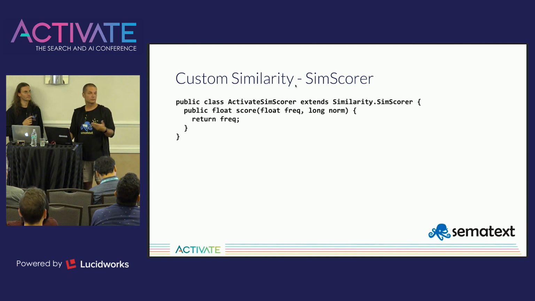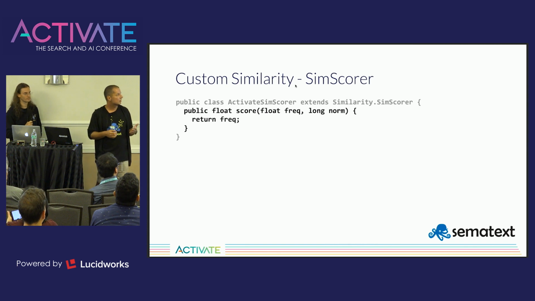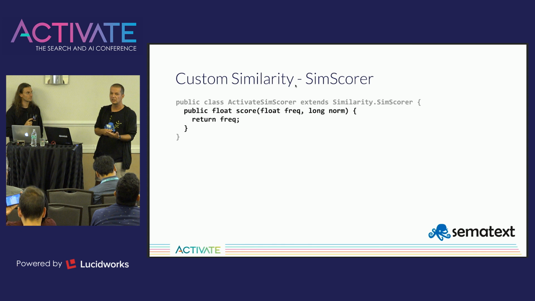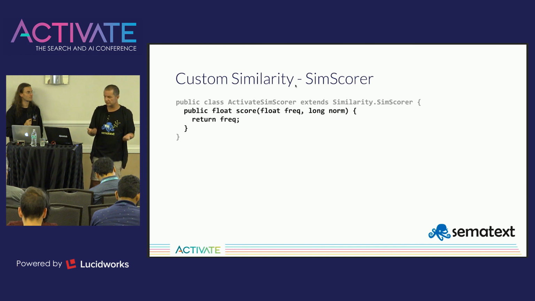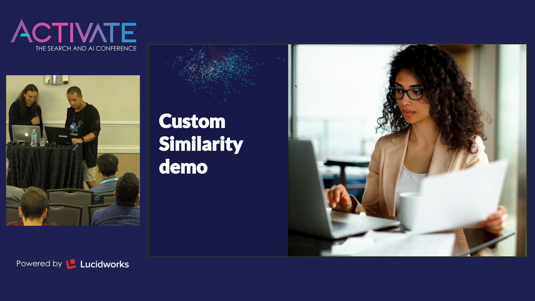In our case, with that simple similarity that we have here, we will only care about the frequency of the term, and we will assign a score equal to the frequency. So if something appears 10 times in a document, the document score should be 10. Should. Can I? OK.